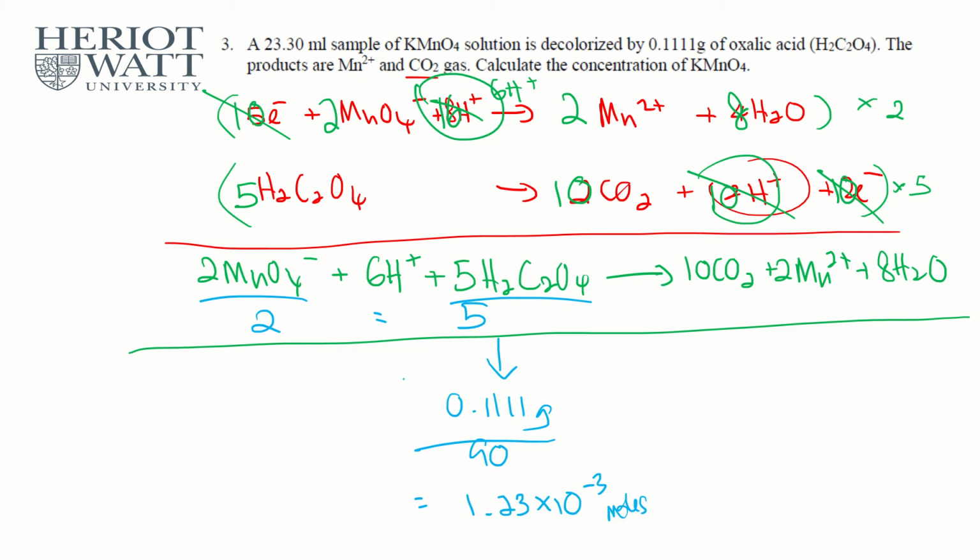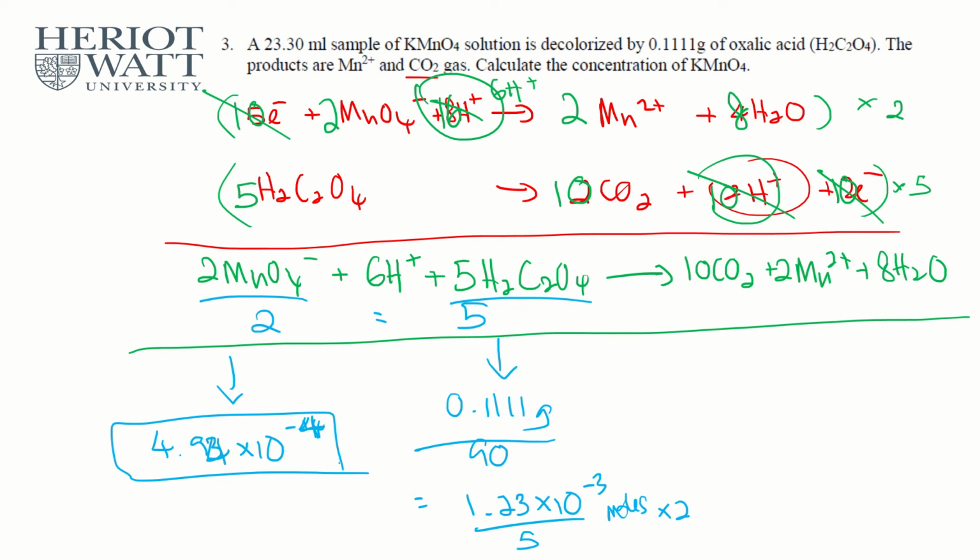And based on the ratio, guys, 5 to 2. So I need to divide by 5 multiplied by 2 in order to get the mole of manganate needed. So the mole of manganate here after the ratio is 4.94 multiplied with 10 to the power of negative 4. Okay, so 4.94 times 10 to the power of negative 4, you get the mole of manganate.